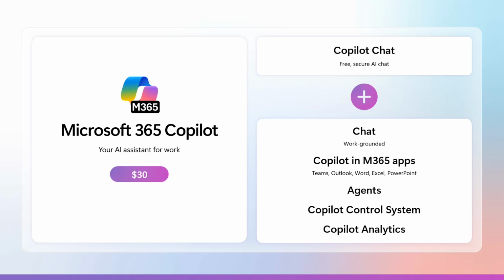And as you see, I know that you see here $30. As you know, it's US dollars. So it's a per user product that comes with advanced management capabilities like SharePoint Advanced Management, and Copilot Analytics, including the Copilot dashboard and Viva Insights.